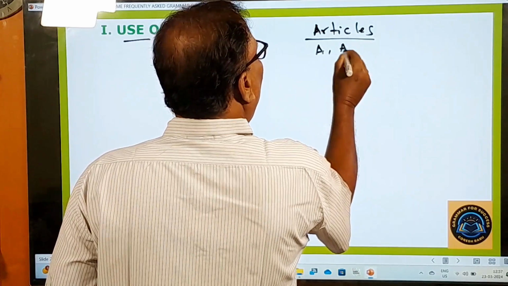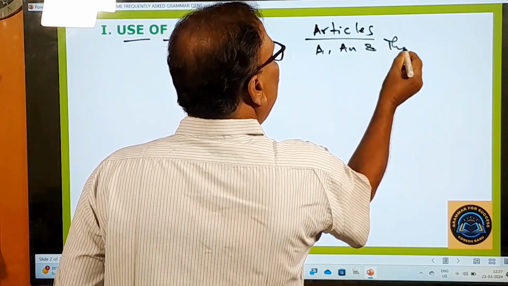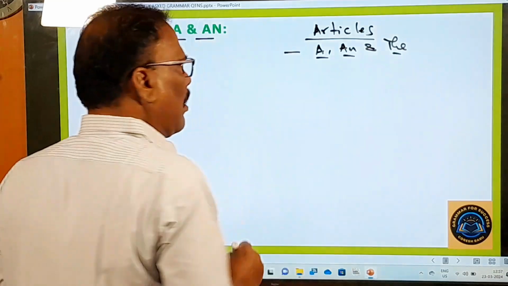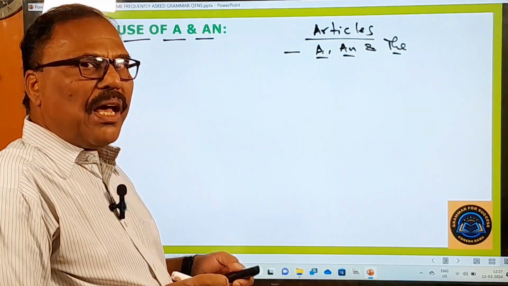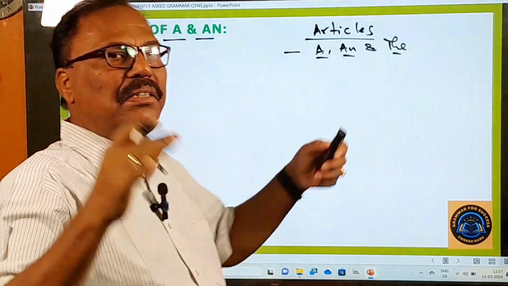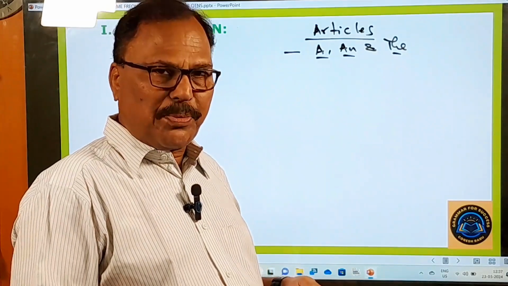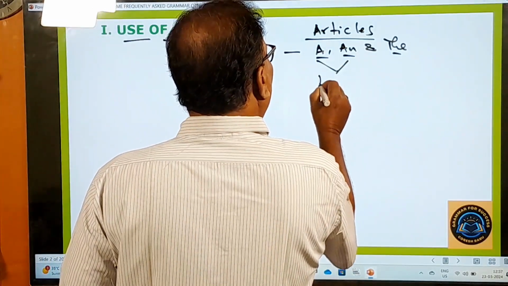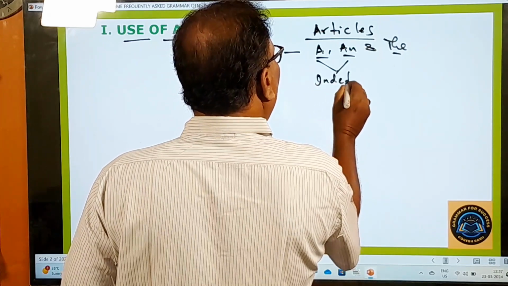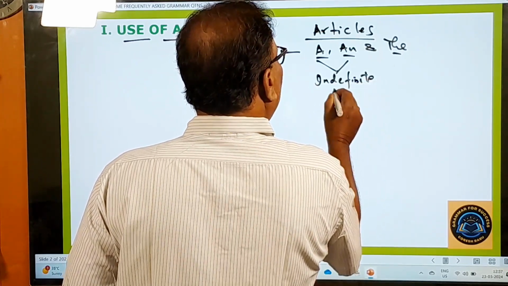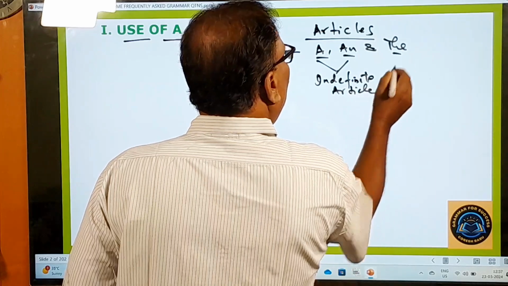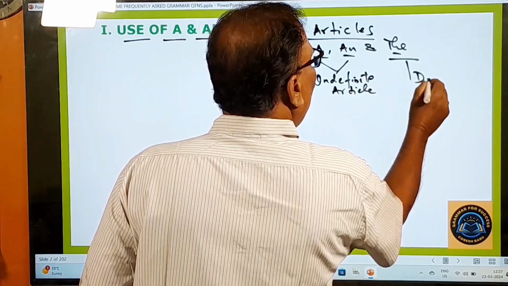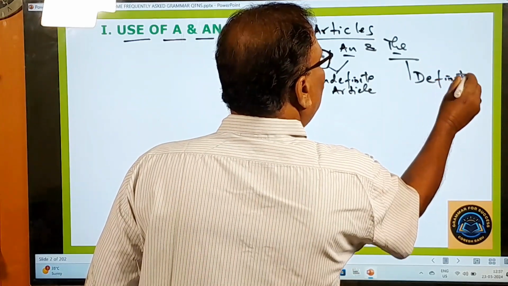A, an, and the. These three are called articles, and though they are three in number, they are divided into two groups. A and an are called indefinite articles, and the is called the definite article.